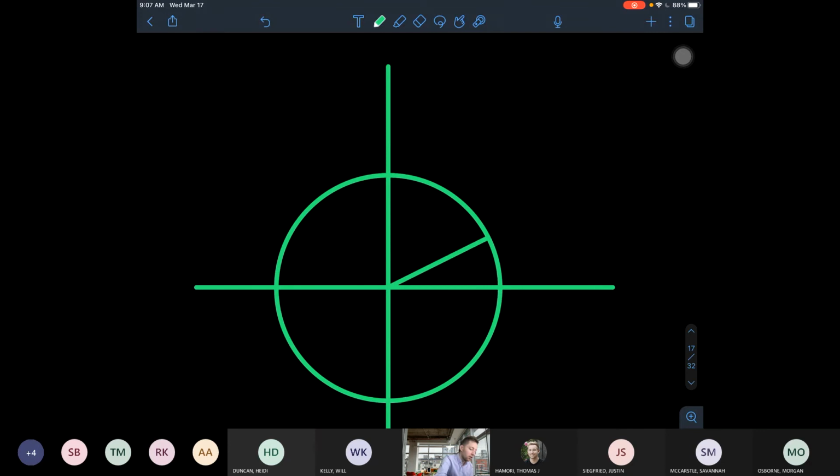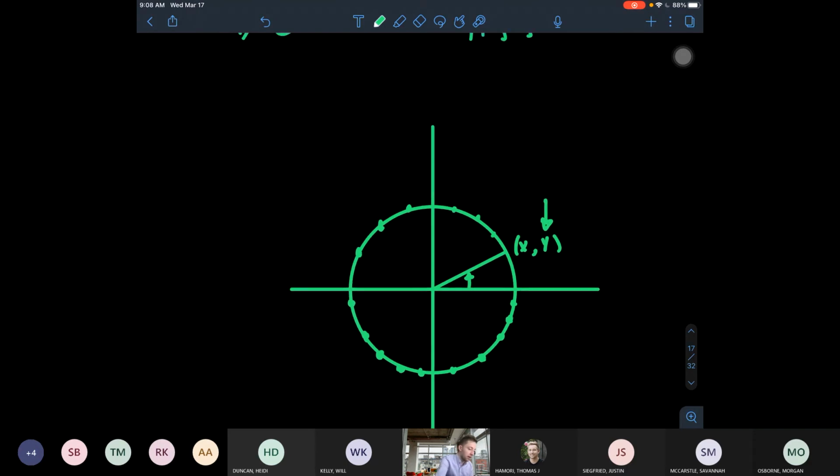Well, if I take a look at all of these points x comma y, which could be produced by any given angle theta, I'm just considering every single point on the unit circle. And if I want to understand what the range of sine is, I just need to understand what values the y coordinate of a point on the unit circle can take. Okay, so let's think about this.